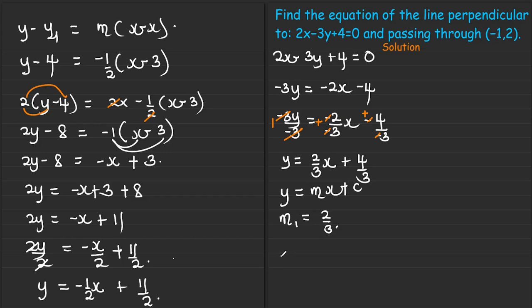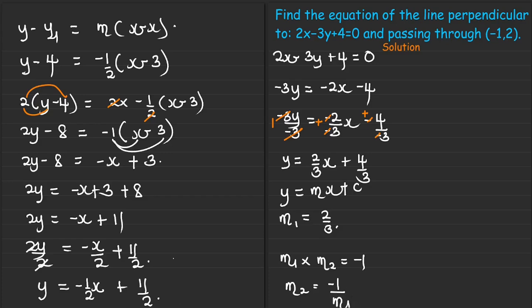Now we know that since the two lines are perpendicular, if we let the gradient of the perpendicular line, the other one whose point is (-1, 2), be m2, then m1 times m2 should give us negative 1, right? And making m2 the subject, we have m2 equals negative 1 over m1.